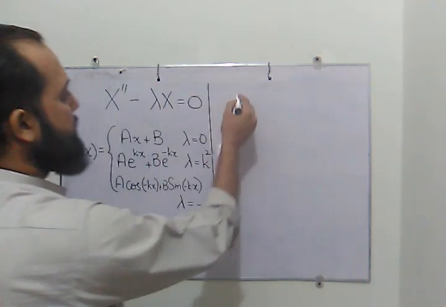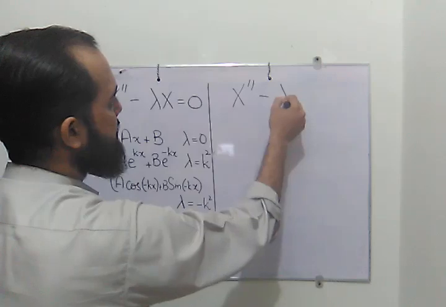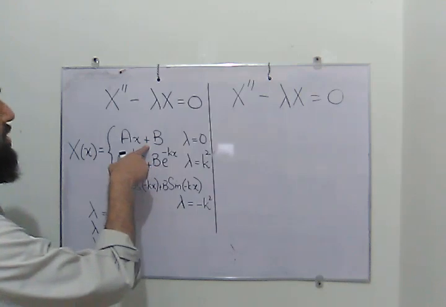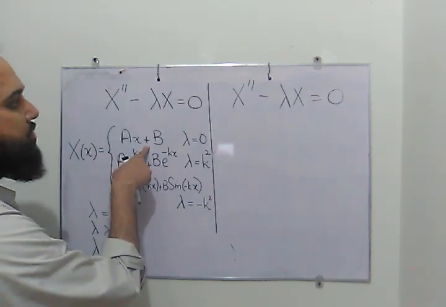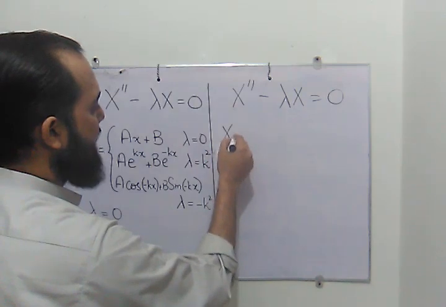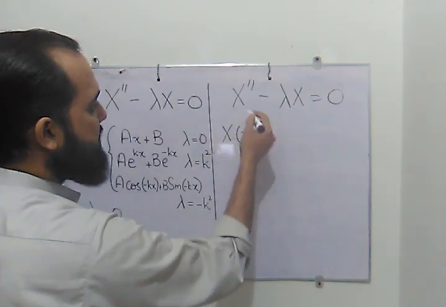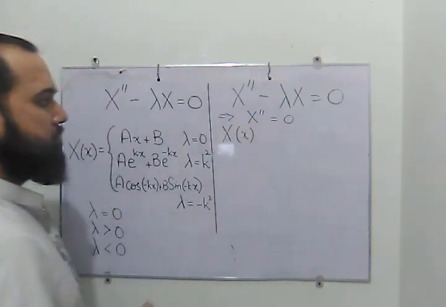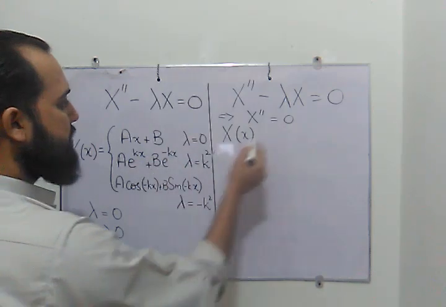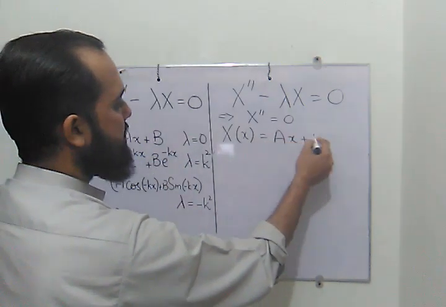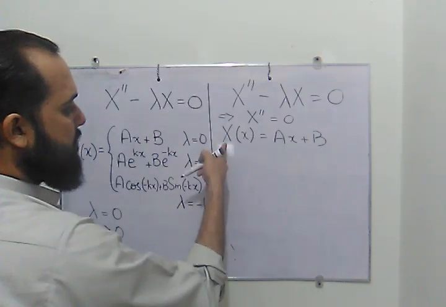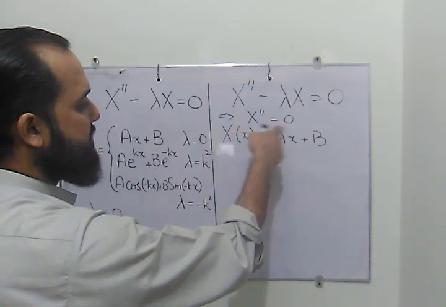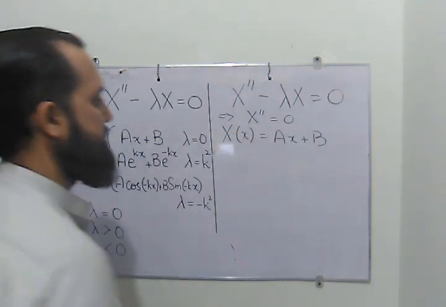So for example, we have an equation like this, and we say that when lambda is equal to 0, this is the general solution. In order to verify the solution, if lambda is equal to 0, the equation will take the form x double dash is equal to 0. So we write the general solution first, which is ax plus b, and we take two derivatives of this and put it in this equation, and the right hand side should be equal to the left hand side.